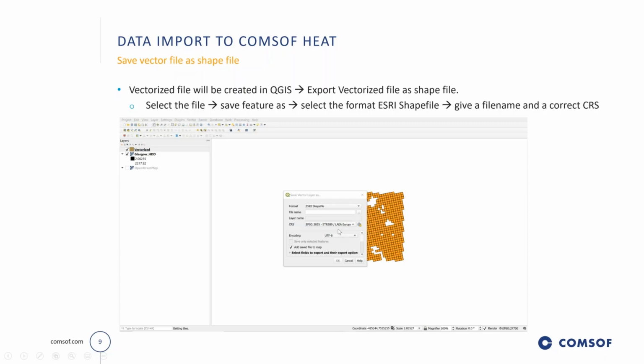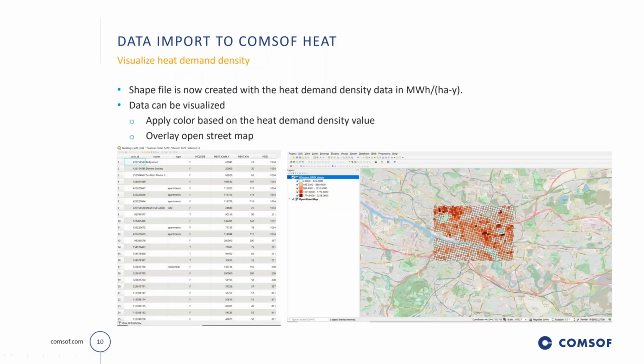So once you click OK, the shapefile is now created with the heat demand density data, which is in megawatt hour per hectare per year. So now you have the shapefile which contains HDD as a field, and you have all the data per hectare. This data can be visualized in QGIS.